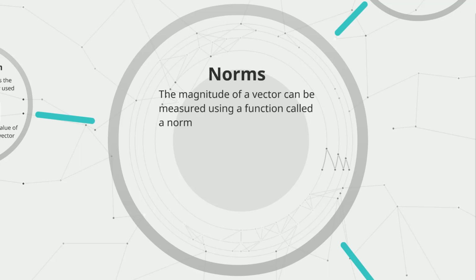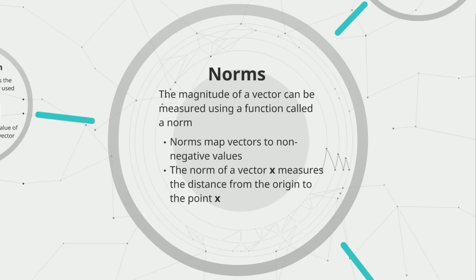All right, so that's a little bit about the why. Now, what exactly are norms? Well, norms map vectors to non-negative values, so we're going to get positive results out. Intuitively, the norm of a vector x measures the distance from the origin, 0, 0, to the point x. And this doesn't have to be just two-dimensional. You don't necessarily have a two-dimensional point in a Cartesian system. You could have the origin 0, 0, 0, and then the distance would be from the origin to a vector with three elements. That's just an intuitive way to think about it. It's a distance or a magnitude from the origin to that particular vector.